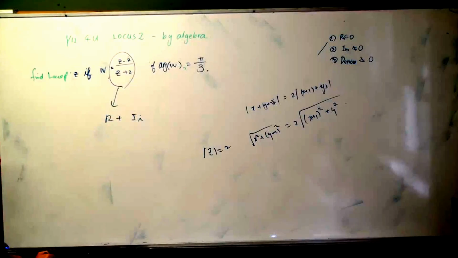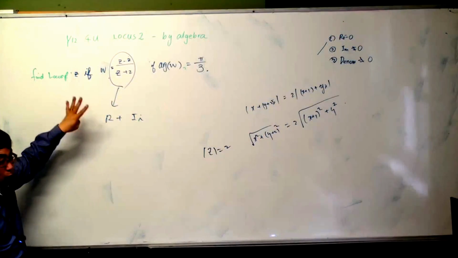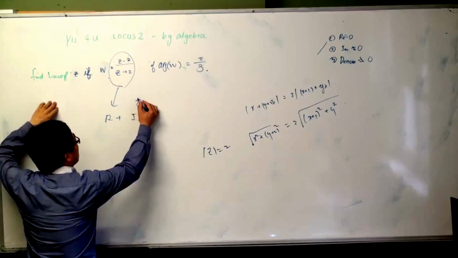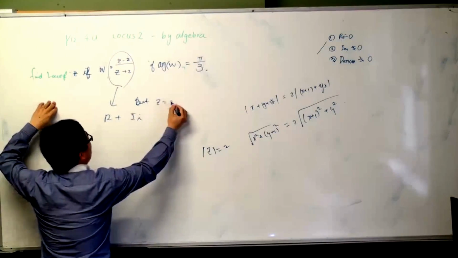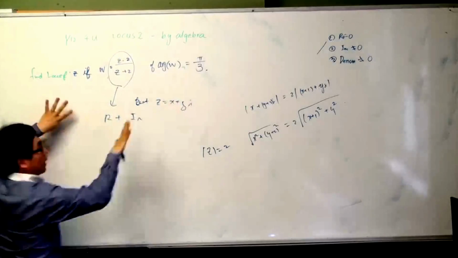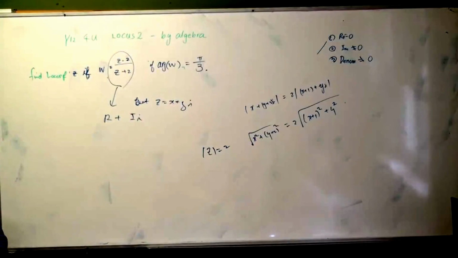Okay, let's do that. I'll give you 1 minute, have a go. So what I'm saying is, let z equals x plus yi, and sub it in, and you separate between real and imaginary number.